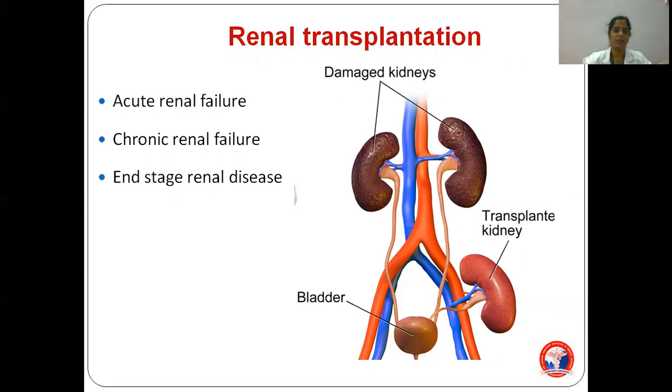What we do in renal transplantation is keep the damaged kidneys in the same position. We are not going to disturb the damaged kidney. We keep the transplanted kidney in the iliac fossa and connect the renal artery with the iliac artery, and the pelvis of the ureter will be used here. This is the pelvis of the ureter. We'll connect this with the urinary bladder. The rest of the things we'll keep aside. We are not going to disturb them. We just connect this with the urinary bladder. So this is called renal transplantation.